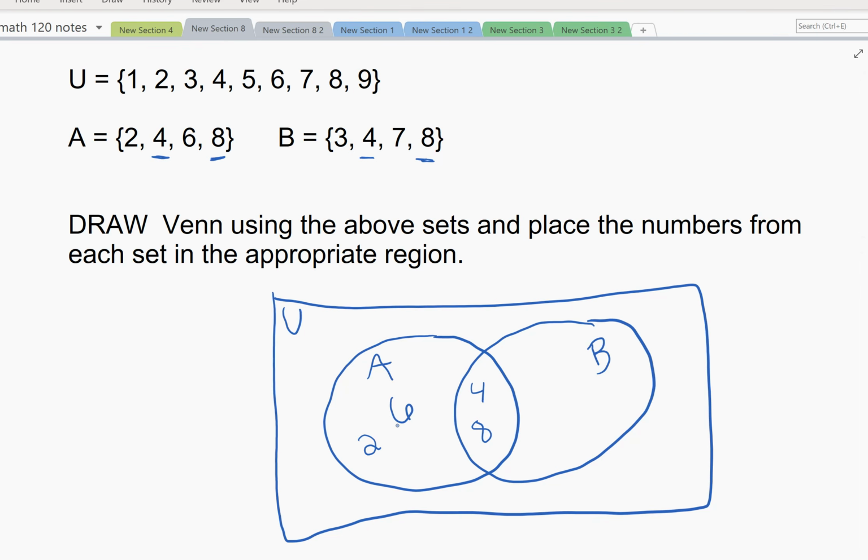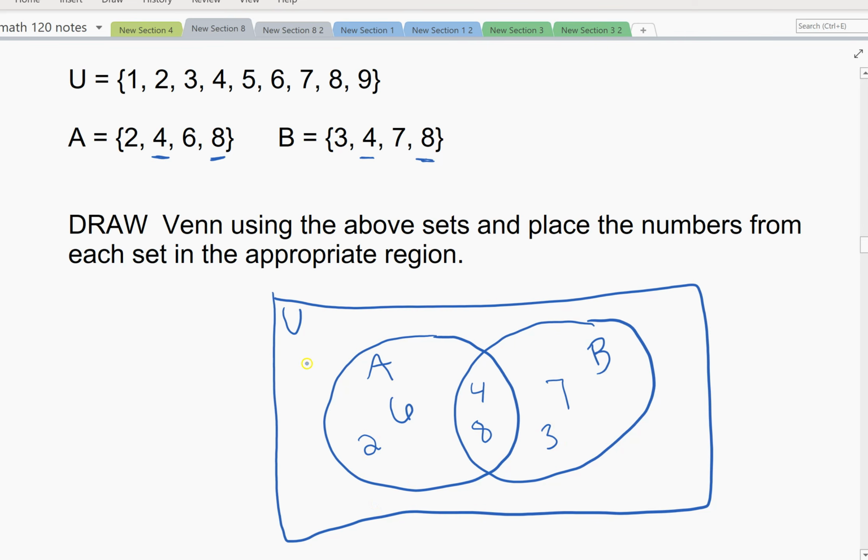Alright, now I do circle B, same thing. I've already got 4 and 8 accounted for, so outside here would be those numbers from my universal set that show up only in B. Well, that would be the numbers 3 and 7. I'm not done yet because remember the universal set has to represent all of the numbers 1 through 9. I haven't taken care of all of the numbers yet because there are numbers missing, right? I've got 2, 3, 4, 6, 7, and 8. Well, I've got numbers that are not in either of those 2 groups.